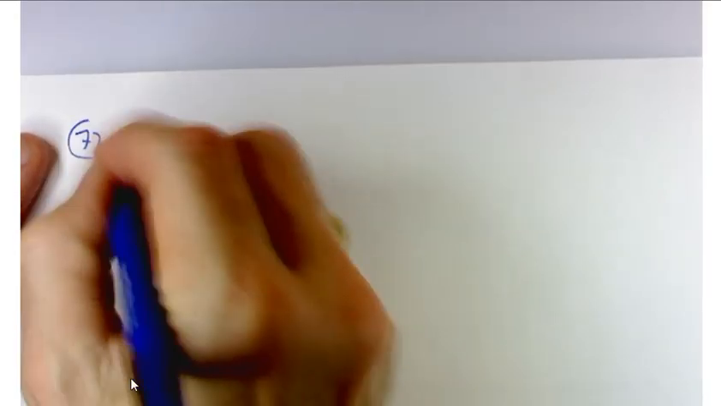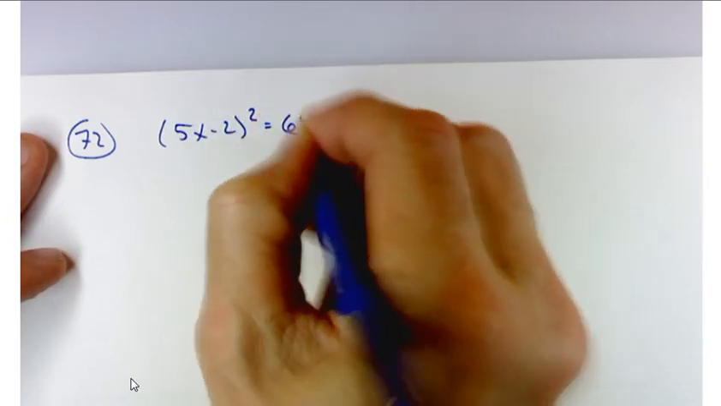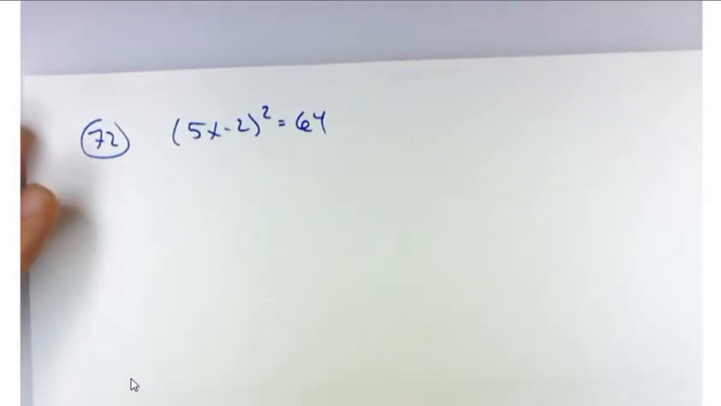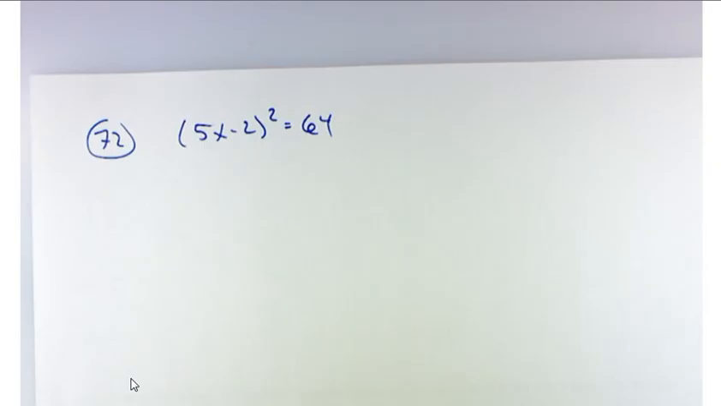Let's try one a little bit harder, and I think this should wrap it up for that part of things. We're going to have to work on something called completing the square here. So problem 72, 5x minus 2 squared equals 64. First step. Anyone? Take the square root on both sides.